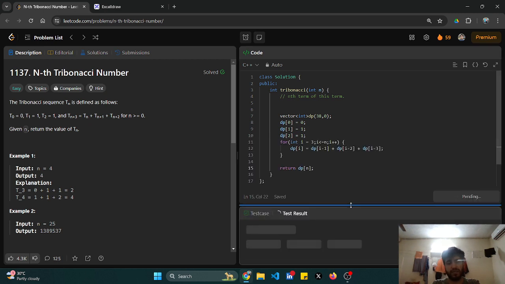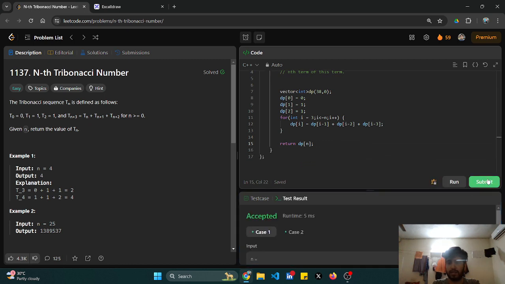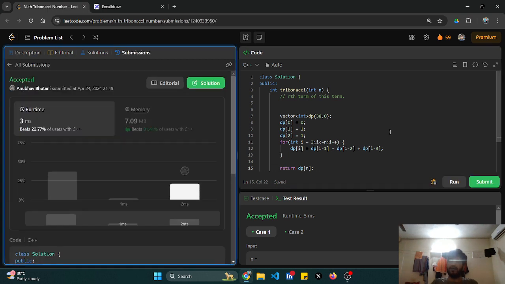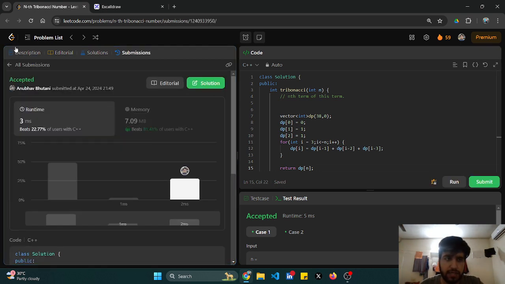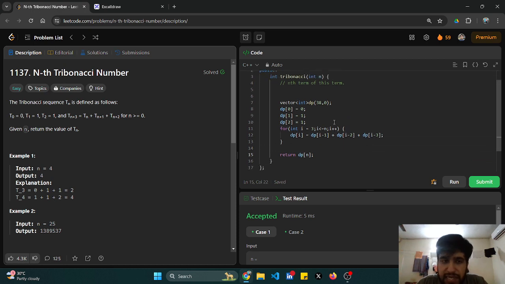This is as simple as it looks. It is very simple. So I'll try to run it. I'll try to submit. Let us see. Okay, submitted successfully. So I'll just try to explain you the code. Basically, this is what I am given with already. t0 should be 0, t1 should be 1, and t2 should be 1. So this is what I am just writing.